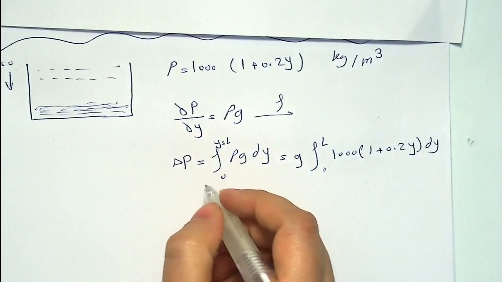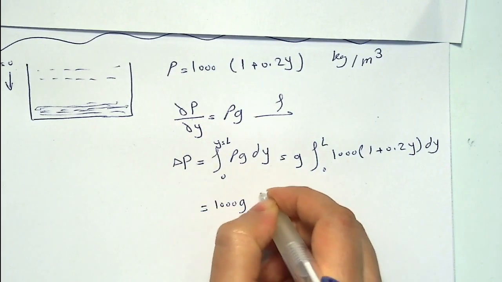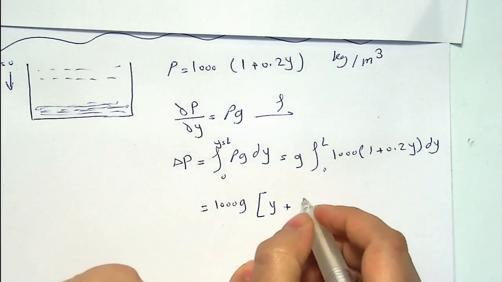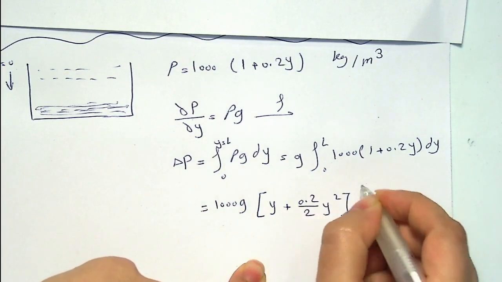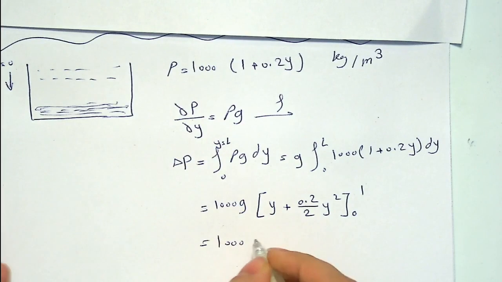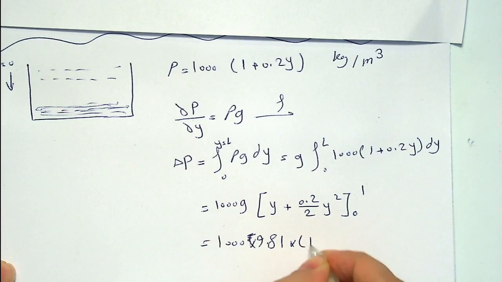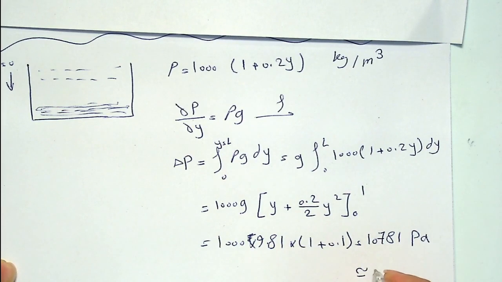And now I would get 1000 g. The integral of 1 is y, and the integral of y is y squared over 2, from 0 to 1. So I would get 1000. Okay.